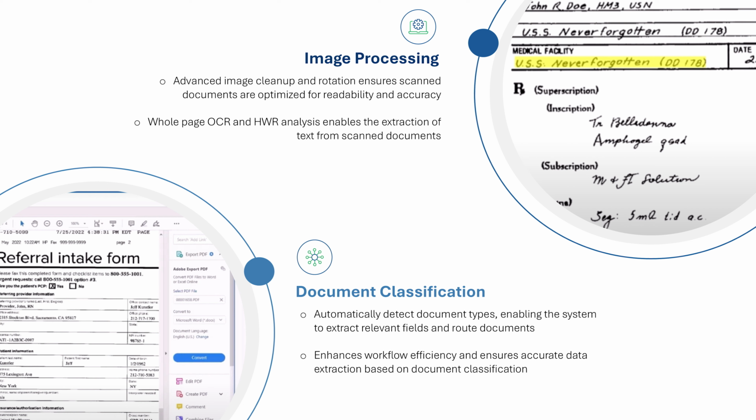Document classification with Advantage IDP leverages AI, machine learning, and advanced OCR to automate the identification and classification of different document types. This reduces manual effort, improves accuracy, and integrates seamlessly with enterprise systems to boost operational efficiency. After categorization, the software assigns a confidence score to each classification. The score indicates how confident the system is that the document has been correctly classified.